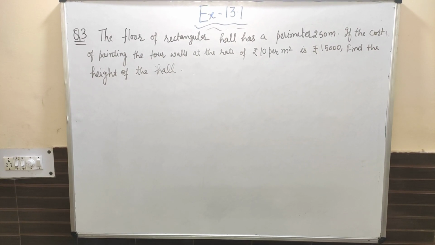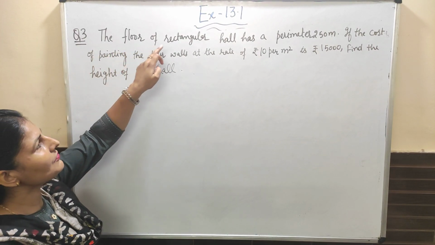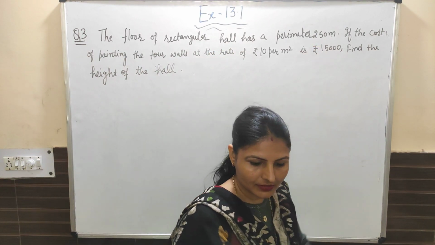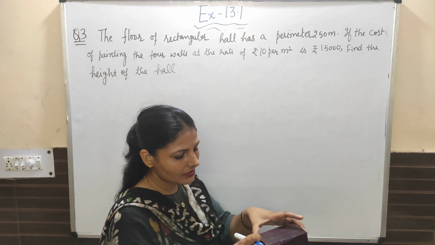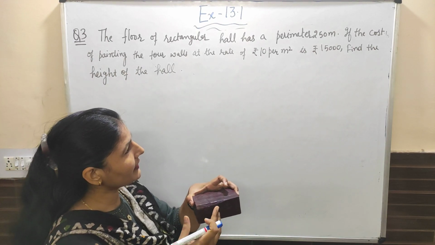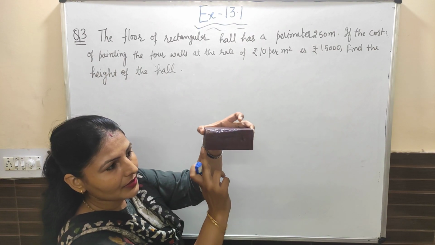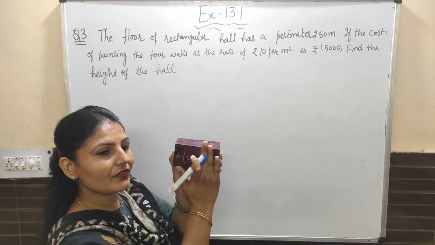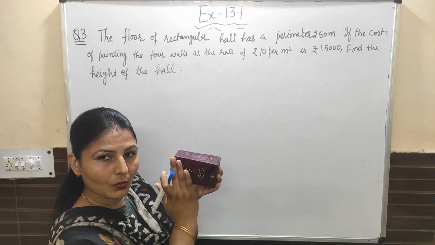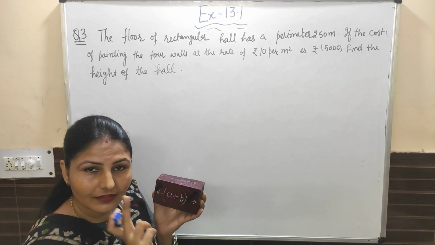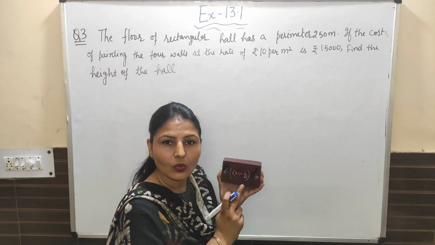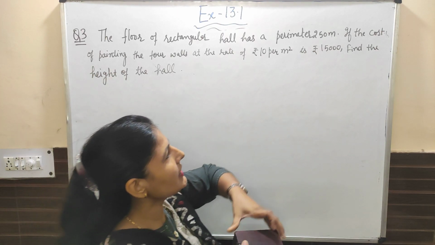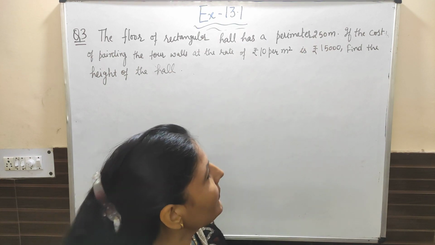Now the third question we will discuss. The floor of a rectangular hall has a perimeter of 250 meters. Suppose this is our rectangular hall. Perimeter of the floor means perimeter of a rectangle. What is the formula of perimeter of a rectangle? 2 into (L plus B). Perimeter of this floor is 250 meters.